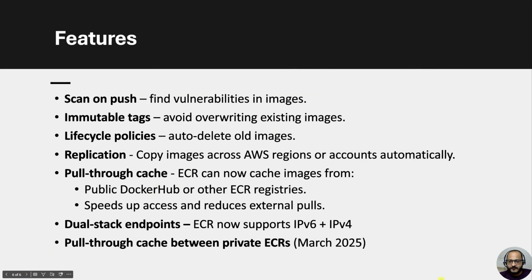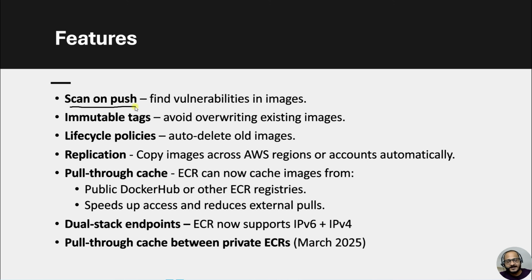Now let's talk about the features. These features are available at registry level, not repository level. So the very first is scan on push. This is generally used to find vulnerabilities during your image push. When you push an image from your local system to your ECR, it scans your image. If it finds any vulnerabilities, then it will take preventive action as well.